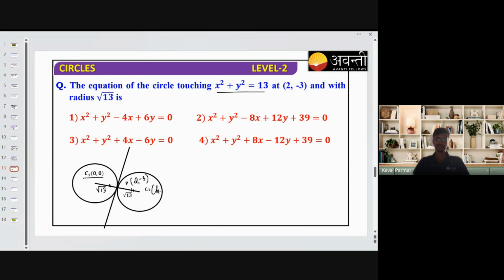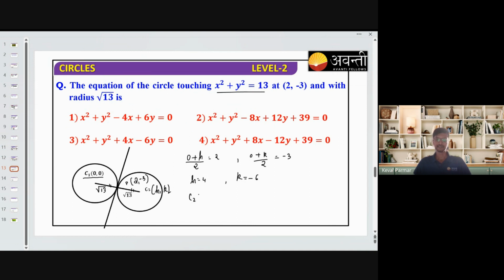Let C2 be h, comma k. So let's use the midpoint formula. We'll get 0 plus h upon 2 is equal to 2, right? And 0 plus k upon 2 is equal to minus 3. So that means h is 4 and k is minus 6.